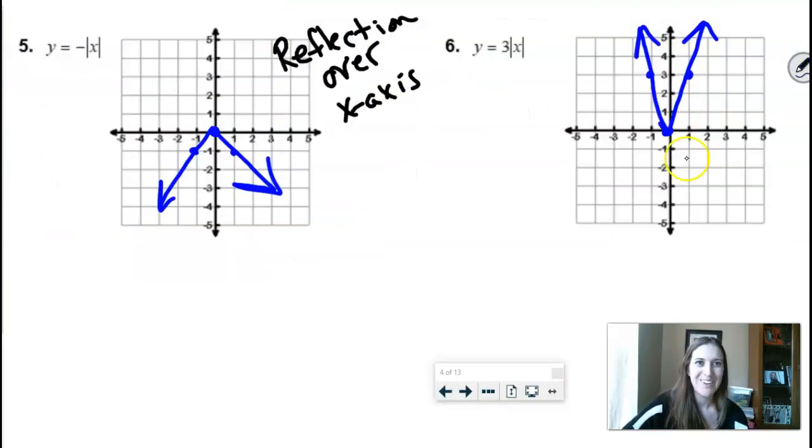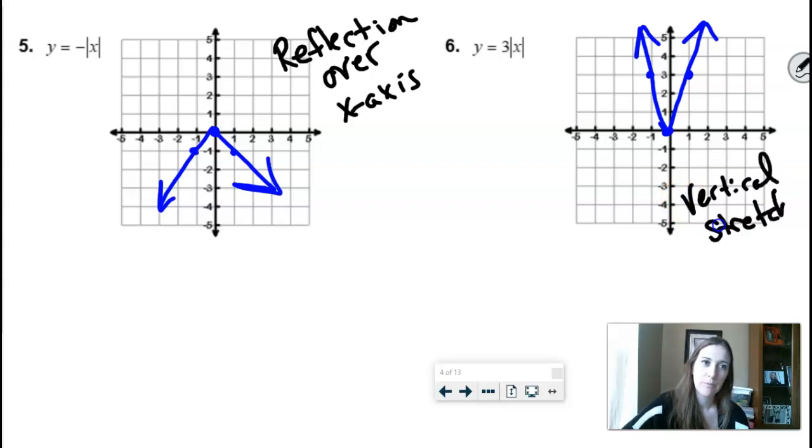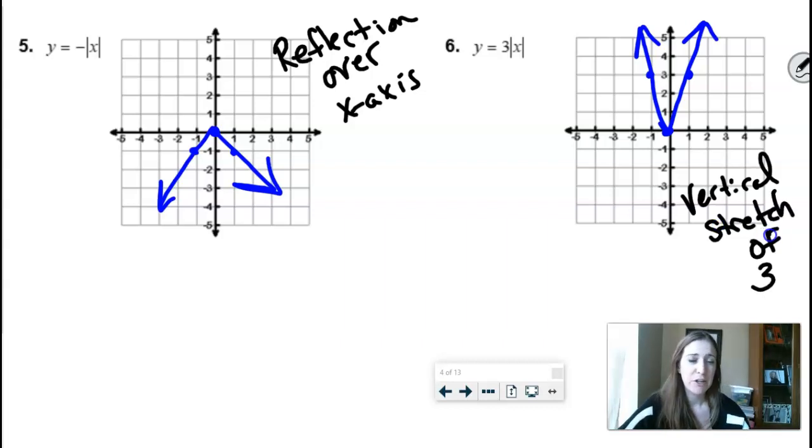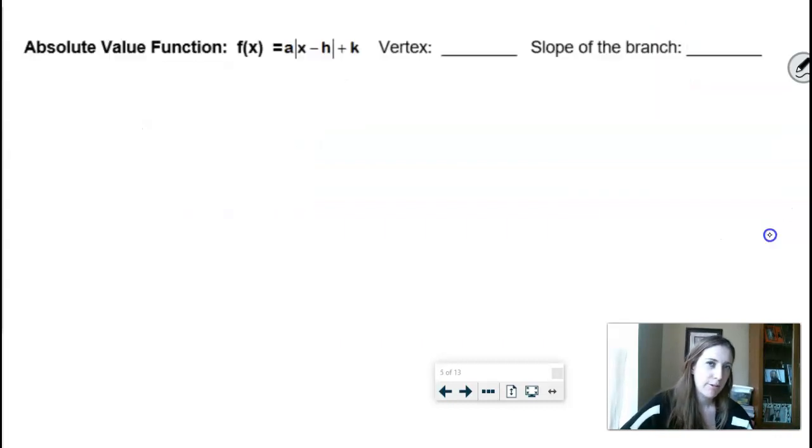All right, so what do we call this? This is called a vertical stretch of 3. Seems simple enough. You know, there's a lot of things in math they don't really come up with cute names for. They just call it what it is. So they're like, hey, Bob, what do you want to call this? And he's like, I don't know, vertical stretch.